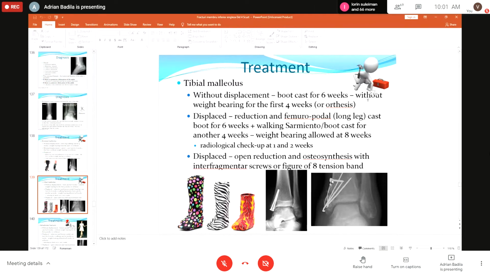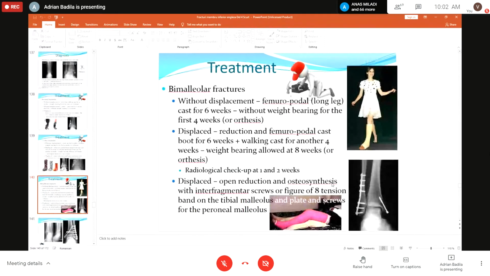Weight bearing is allowed at 8 or maybe 12 weeks after surgery. It's a much more complicated fracture than the fracture of the peroneal malleolus. For the bimalleolar fracture, the orthopedic treatment is the same as the treatment of the tibial malleolus.